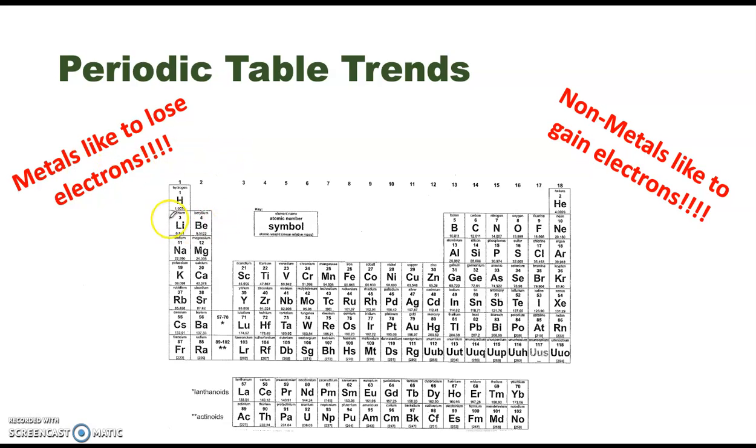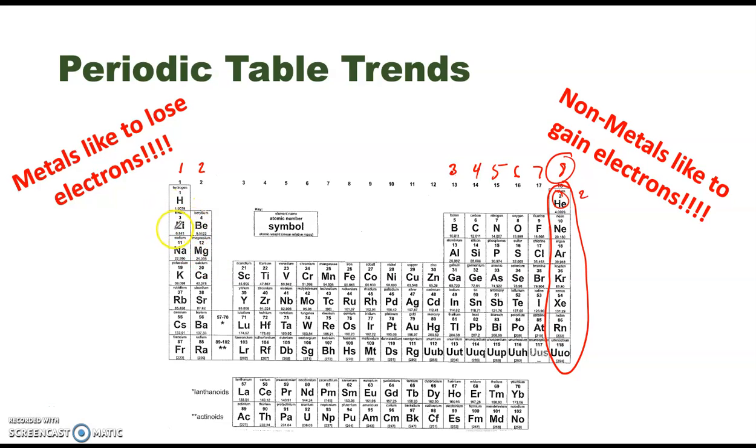One quick thing I want to preface here too: remember we talked about the valence electrons, 1, 2, 3, 4, 5, 6, 7, 8. All elements like to be like the noble gases. They like to have 8 valence electrons. Well, except helium. Helium likes 2. They all like to be like noble gases.